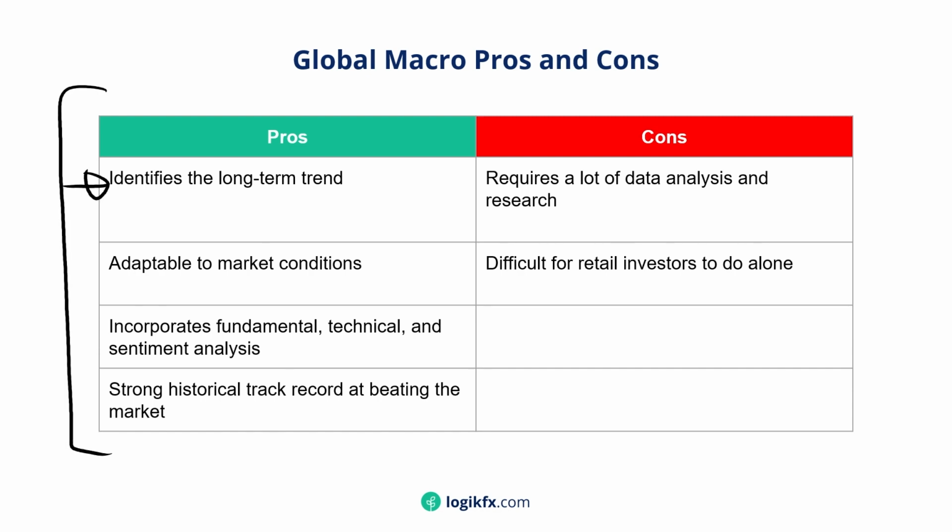First thing, global macro identifies long-term trends in the market. It does this because it includes all the fundamental analysis of all the reports in an economy that actually drive the price of its currency or commodity. So it's really important that when you're analyzing currency pairs, for example, you look at everything that's driving its price, and global macro is really good at doing something like that.